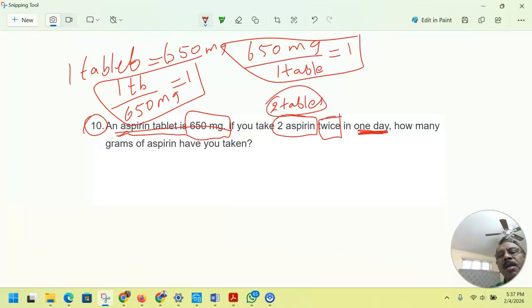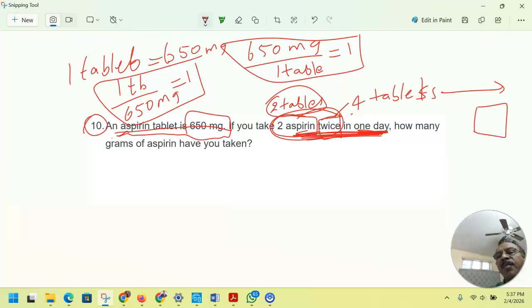That means in one day you are taking four tablets. 2 plus 2 is 4. So these are four tablets. So we need to know, whatever tablets you take in a day, which is the four tablets, how many grams of aspirin have you taken?